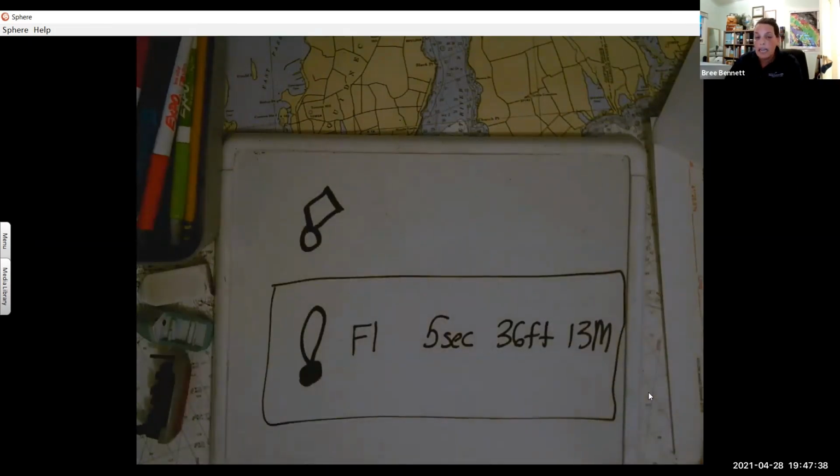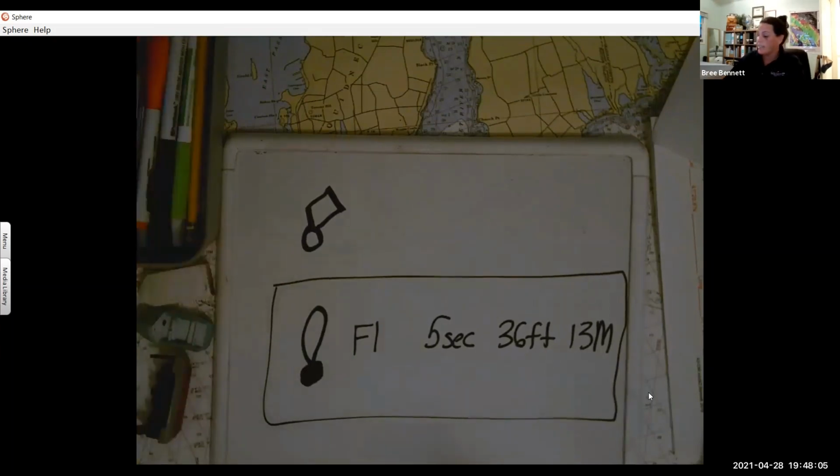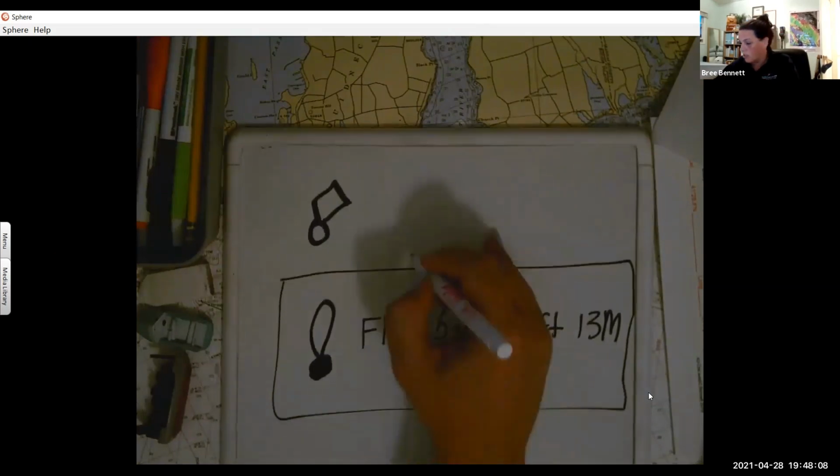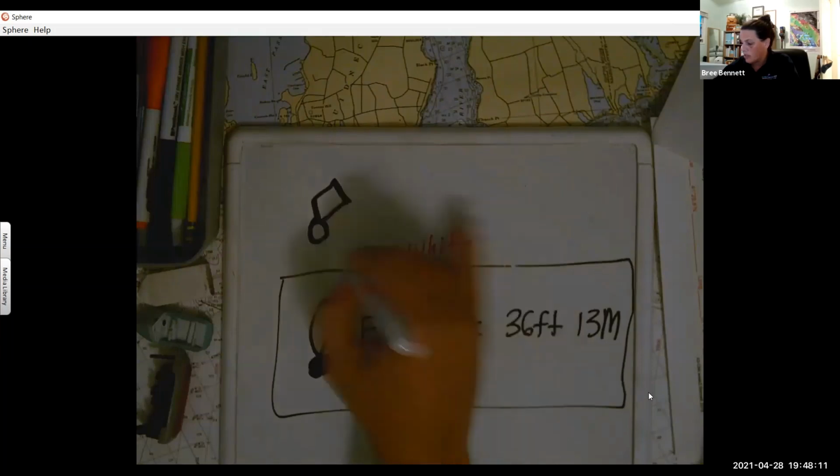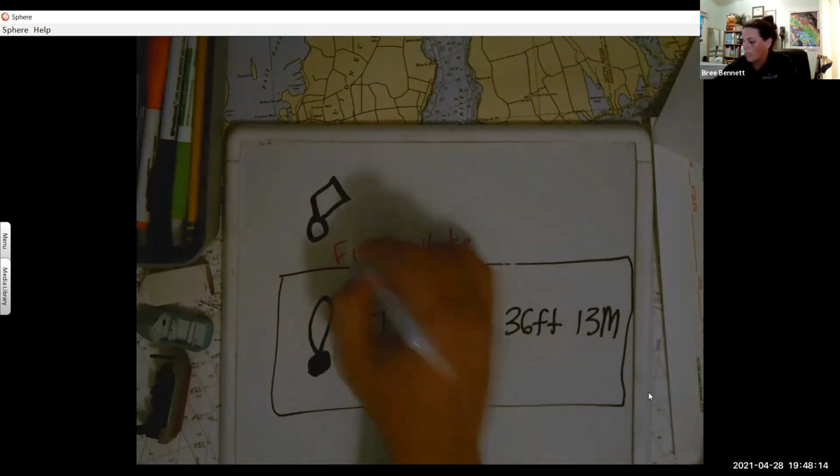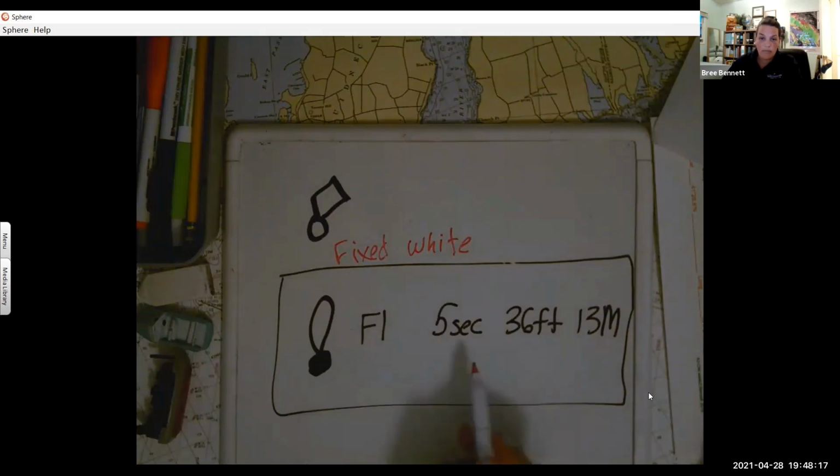Now, if we look up in our light list, we can get more description of the physical characteristic of what this light will look like. Is it a lighthouse? Is it a day marker? What kind of light is it? From this, all I know is that it is fixed to the earth. It is not moving. And it doesn't tell me a color, so I know that it's going to be white. It is fixed, it is white, and it is flashing every 5 seconds. So it just has a single flash every 5 seconds.